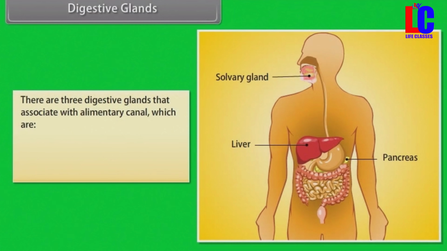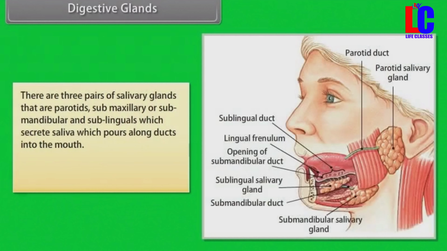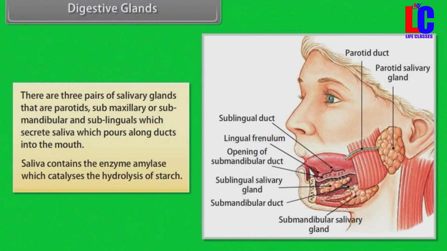Digestive glands. There are 3 digestive glands that associate with the alimentary canal, which are the salivary glands, liver, and pancreas. There are 3 pairs of salivary glands that are parotids, submaxillary or submandibular, and sublinguals, which secrete saliva which pours along ducts into the mouth. Saliva contains the enzyme amylase, which catalyzes the hydrolysis of starch.